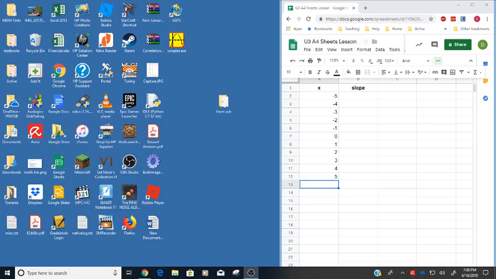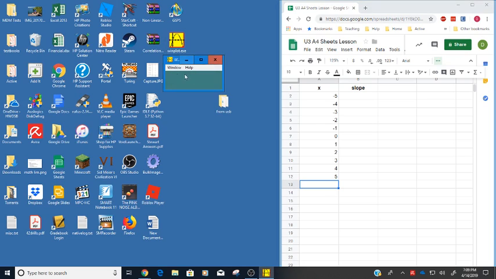Okay, so the question is asking us to use WinPlot to find the slope of the tangent of the curve y equals x squared plus 4x plus 2. Use the tangent slider to complete the following table. So I've set up a copy of the table here in my spreadsheet program.